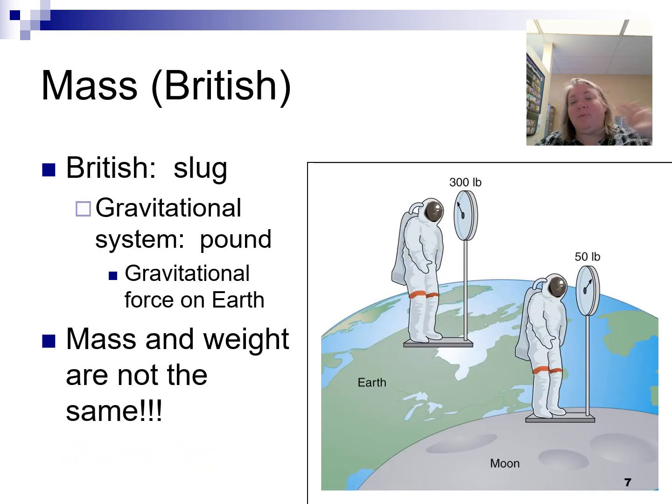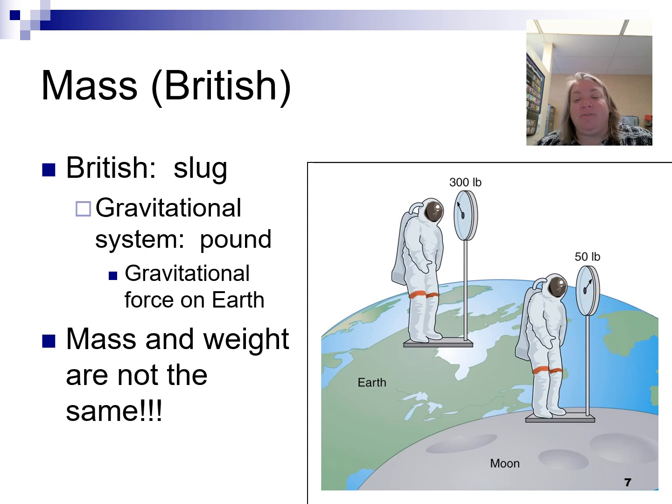Okay, so here we have this idea that mass and weight are not the same thing, that I mentioned on the last slide. The British unit for mass is a slug. Again, that's just kind of funny. But the gravitational system, the unit for the gravitational pull or force on an object, is a pound. And that's what we have a tendency to use. Technically, again, that is a weight. So mass and weight are not the same.